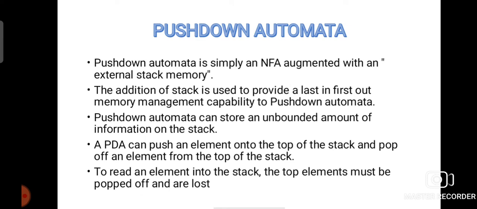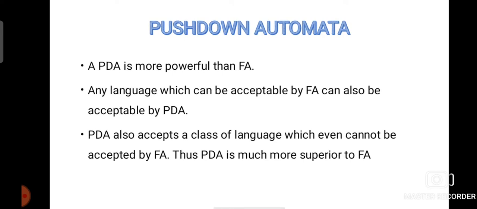Then a PDA can push an element onto the top of the stack and pop off an element from the top of the stack during the course of computation. And to read an element in the stack, the top elements must be popped off and are lost. Now there are some more features, like a PDA is more powerful than FA. Any language which can be accepted by FA can also be accepted by PDA. Additionally, PDA can accept more classes of languages, even those which cannot be accepted by FA. So PDA is much more superior to FA.